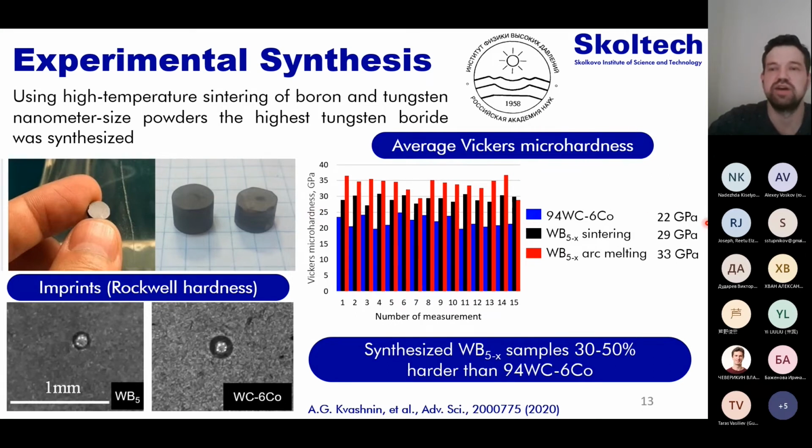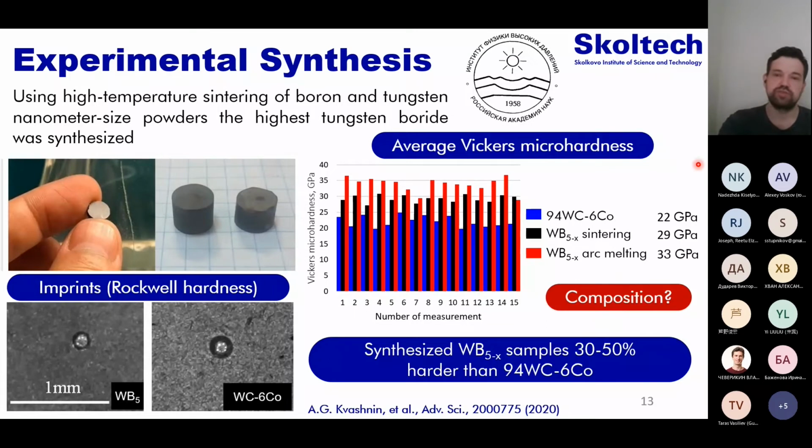And here you can see the average data across different samples. The 22 GPa is for the tungsten carbide alloy with cobalt, and there are 2 samples of tungsten boron 5 compound, obtained from high pressure sintering and from arc melting. You can see that our samples are 30 to 50% harder than the hard alloy based on tungsten carbide and cobalt. But the main question is devoted to the composition of this material, because here we write tungsten boron 5 minus X. What was the reason for that?